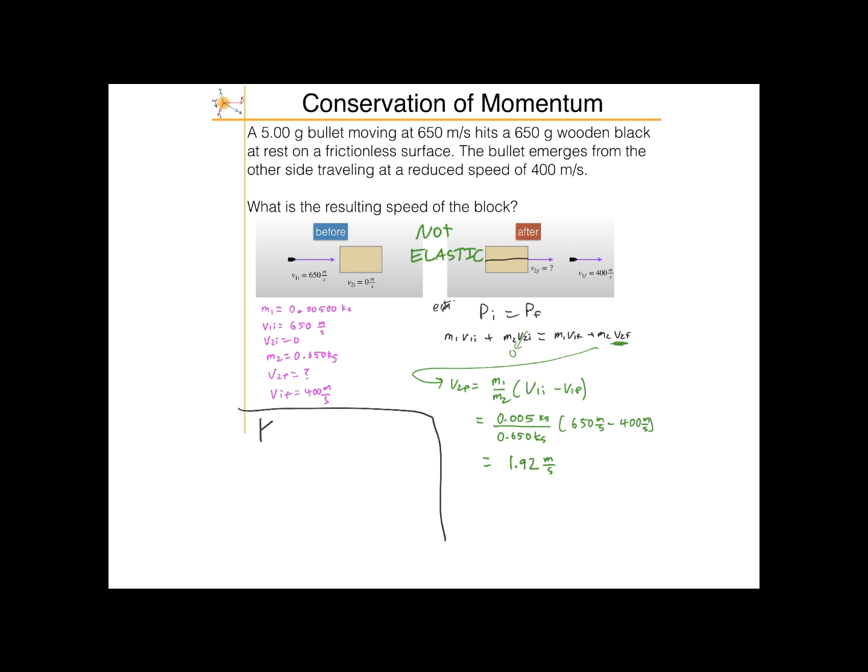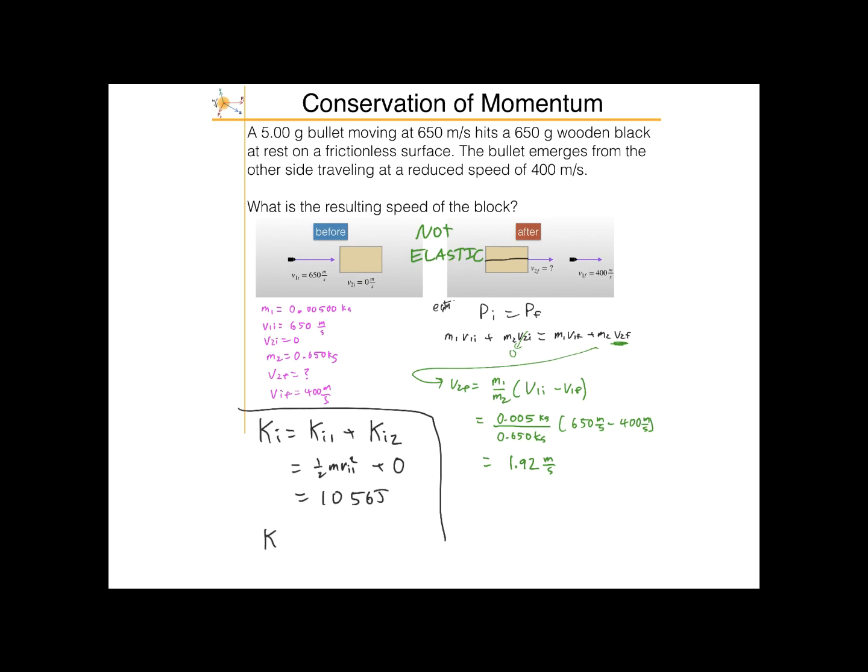So the initial kinetic energy would be the initial kinetic energy of the bullet plus the initial kinetic energy of the block, right? Which is 1/2 m v initial 1 squared plus, and the block is initially at rest. So when you calculate that for everything, you get approximately 1056 joules.